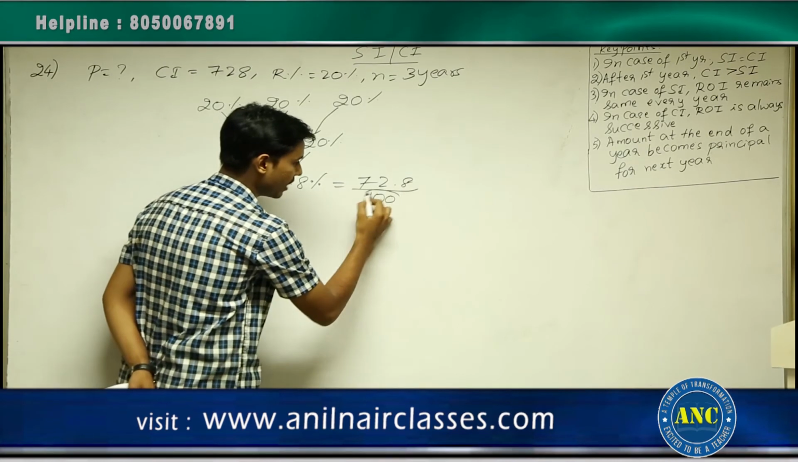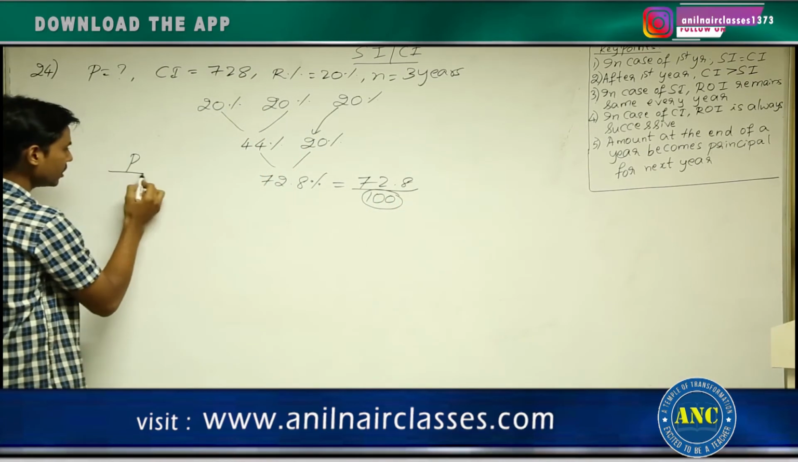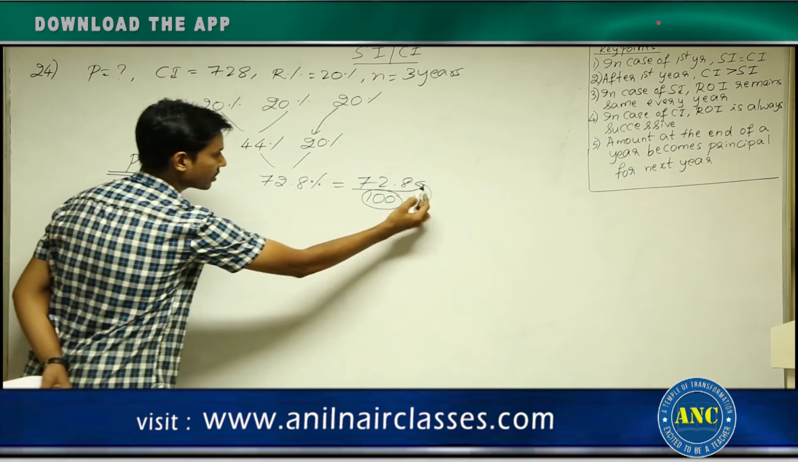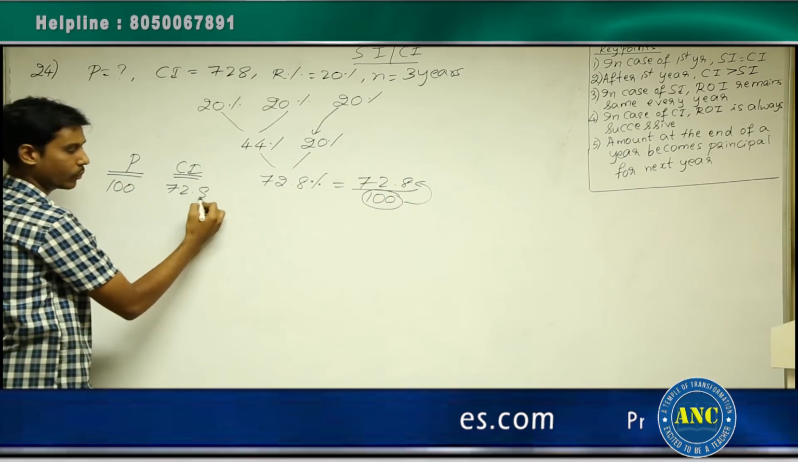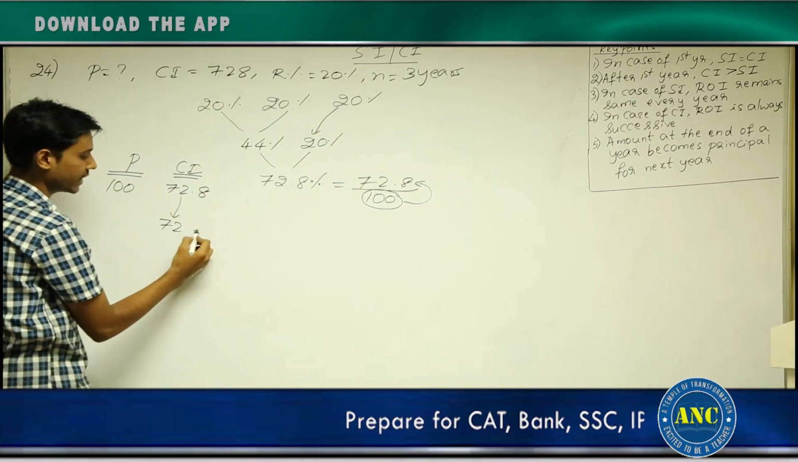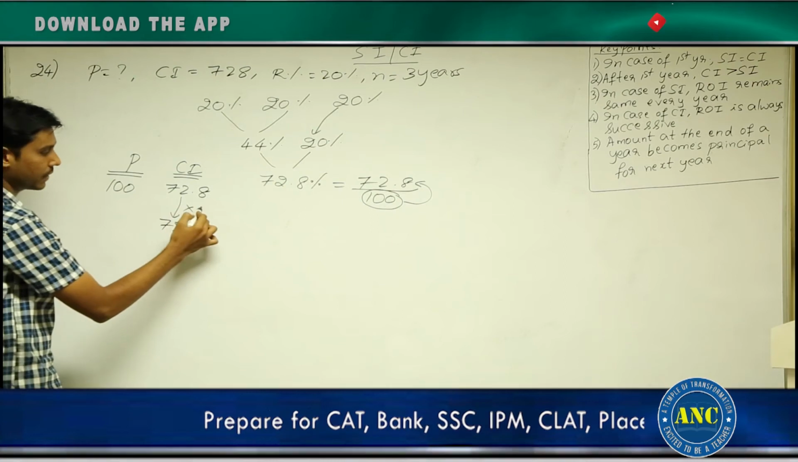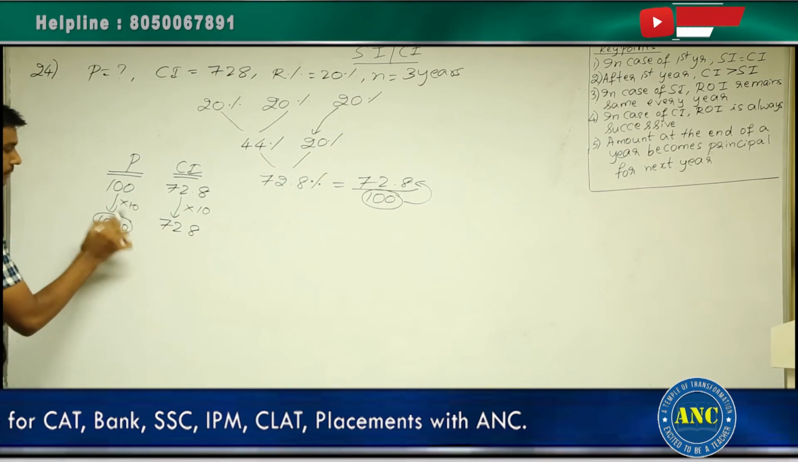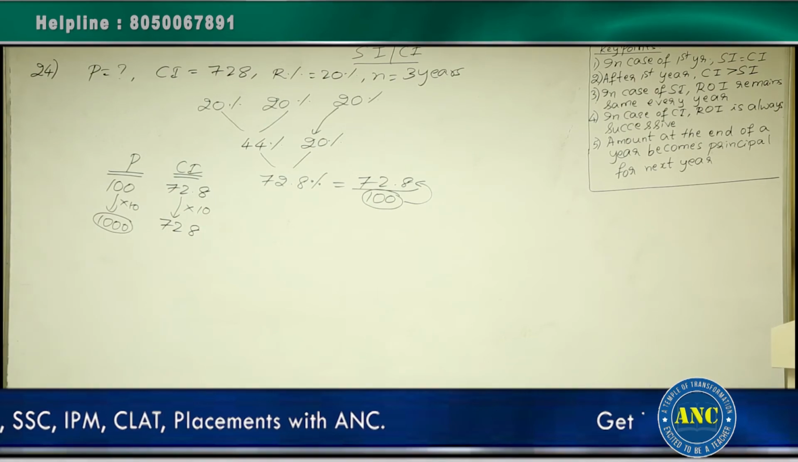What is the meaning of 72.8%? It is 72.8 by 100. If I have taken 100 rupees from you, I will give you a compound interest of 72.8 rupees. But according to the question, it should be 728 rupees. 72.8 should become 728, so multiply by 10. 100 also multiply by 10. Principal is 1000. Understanding the approach?